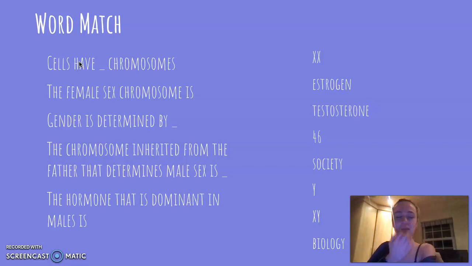So here I have a word match, and let's have a look at that for a second and decide what you think matches what. So cells have what chromosomes? Cells have 46 chromosomes, as we mentioned before. They have 44 and one pair of sex chromosomes, the XX or XY. The female sex chromosome is, the correct answer for that would be XX.